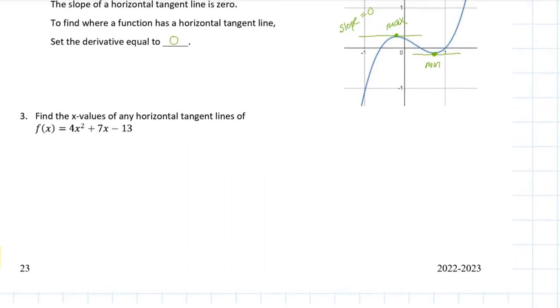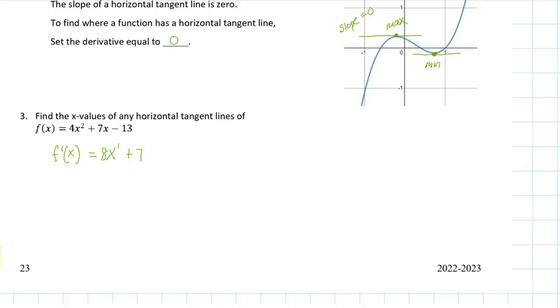And that's what we're going to do in number 3. Number 3 says, find the x values of any horizontal tangent lines of f of x equals 4x squared plus 7x minus 13. Well, the first thing we need to do is find the derivative. So we're going to find f prime of x. We're going to use our rules. This first one, we multiply 2 times 4. That's going to be 8x to the 1st power now. The derivative of 7x is just 7. And the derivative of negative 13 is 0. So I don't need that on the end.